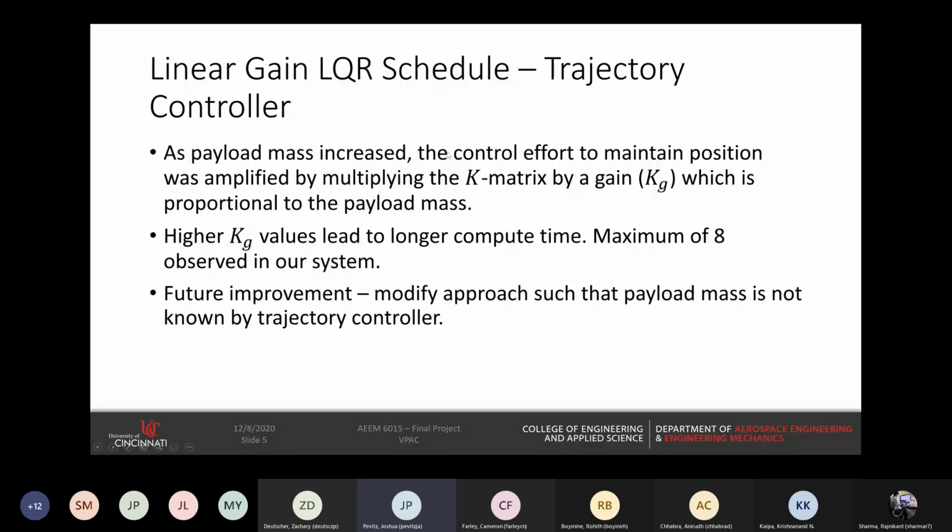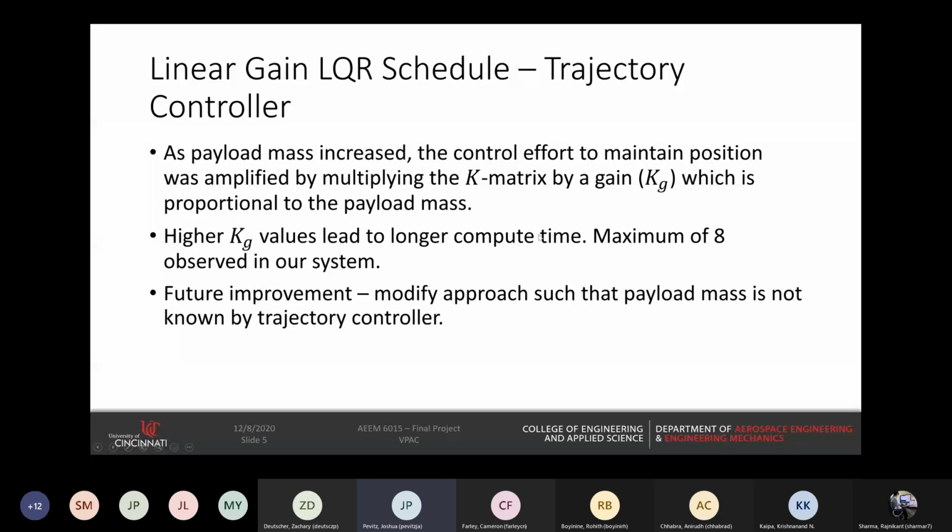For the trajectory controller, we did use a control technique where the trajectory controller knew the payload mass. It's very simple. We saw that it required more control effort with additional mass to keep the correct trajectory, and so we increased the gain matrix with another gain, kg, which was proportional to the payload mass. So as payload mass went up, kg went up linearly. Again, similar to gamma, we saw that high kg values led to longer compute time, and so we did a sensitivity study.